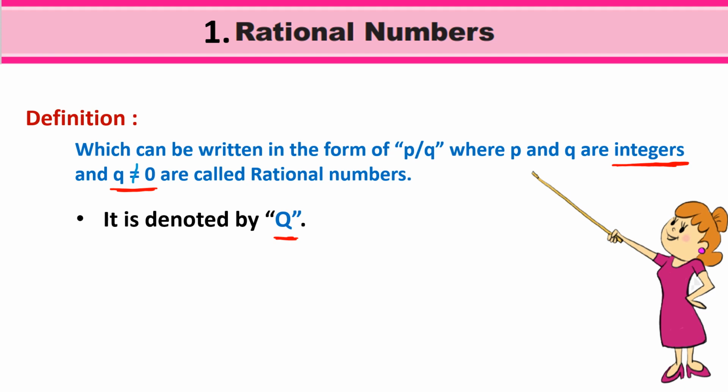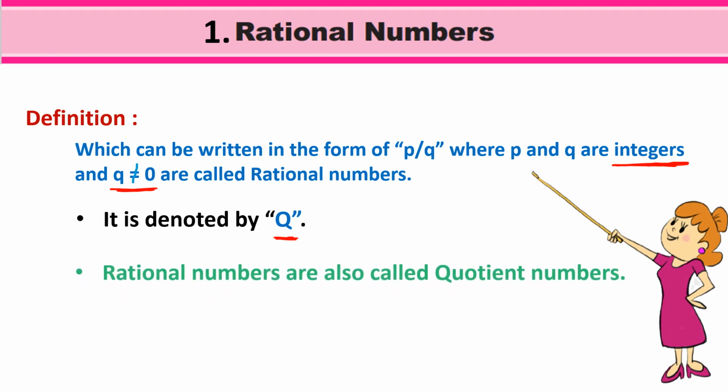Understand? There are two types of rational numbers, that is positive rational numbers and negative rational numbers. When both the numerator and denominator are positive or both are negative, we call it a positive rational number. If any one of the numerator and denominator is negative, that is a negative rational number.